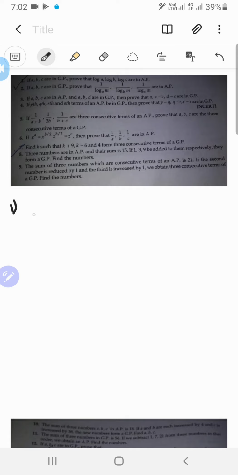Suppose you have A, B, C in GP, you have to prove that log A, log B and log C are in an AP. So A, B, C are in GP, that means that B squared is equal to AC. So when you apply log on both sides, you get log of B squared is equal to log of AC.